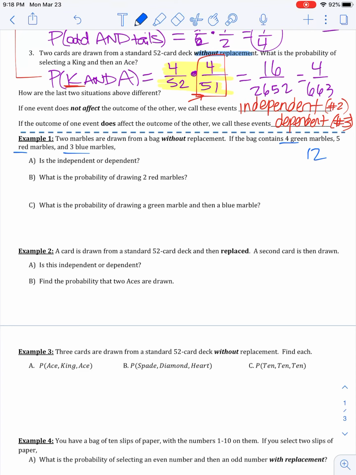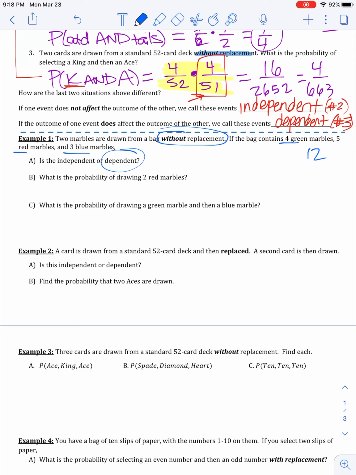Is this independent or dependent? All right, if it's without replacement, then when you're finding the probability of the second marble being a certain color, it all depends on the first one. So this is definitely dependent because we're not replacing the marble after each pick.